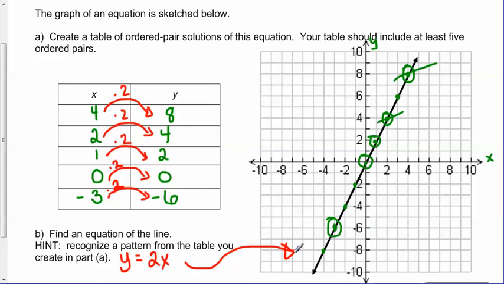So now we can work these problems both forwards and backwards. If I'm given an equation, I can graph the line. And if I'm given a line, I can come up with the equation that gave that line to me.